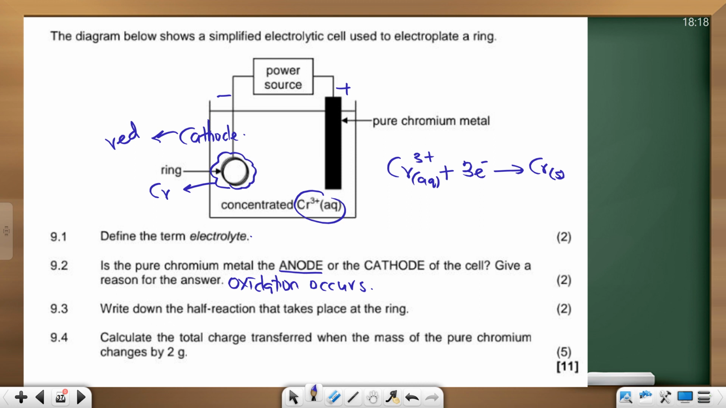All you need to remember, guys, is that whatever you want to electroplate should be at the cathode. Let's find Cr. Good.